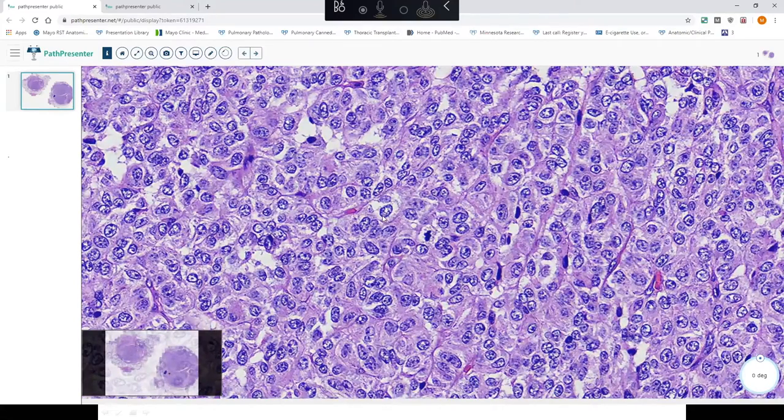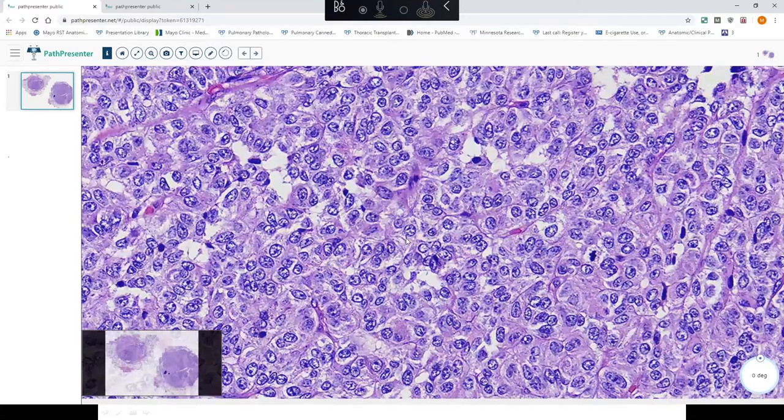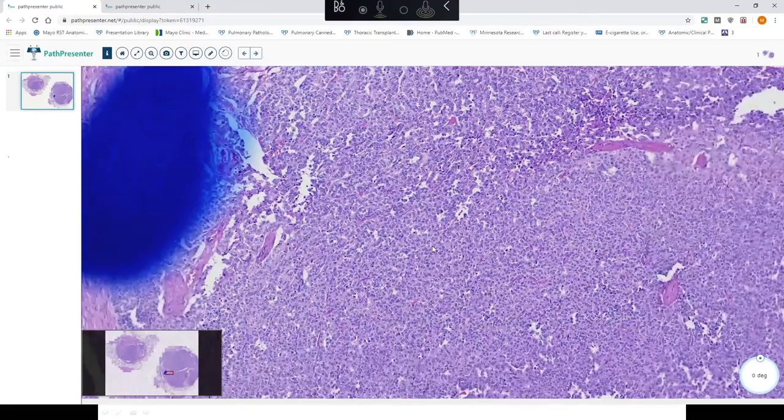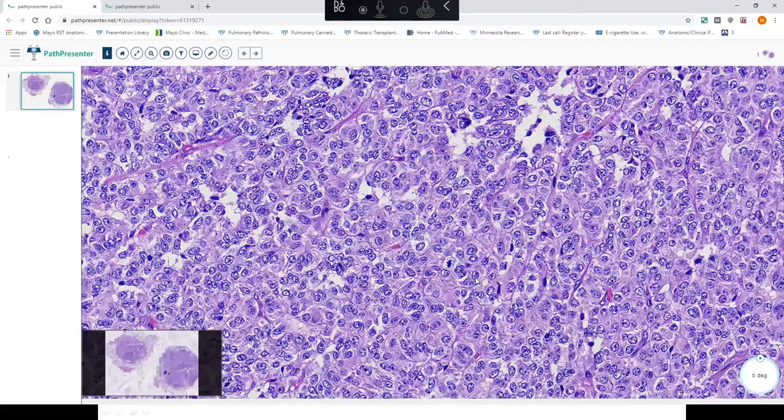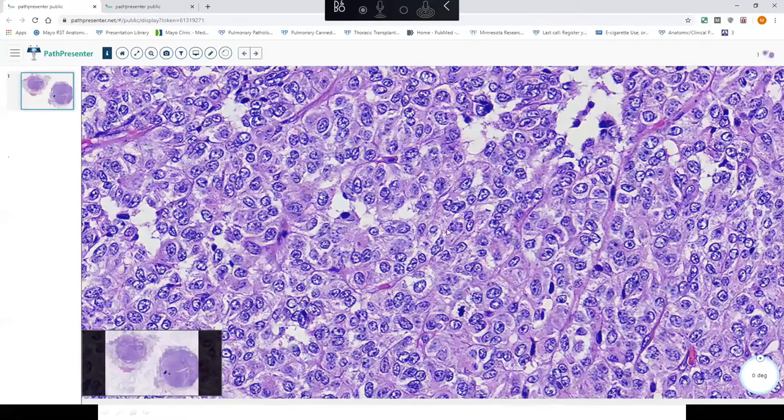We call this chromatin pattern salt and pepper. The salts are these fine little dots, or specks, in the chromatin, and the larger spots are the pepper. So that's the salt and pepper chromatin that you see. Then we have this little guy right here, which is probably a mitotic figure, right next to my handy dandy dots. And I'll tell you, that's probably the only one you're going to find in this tumor.